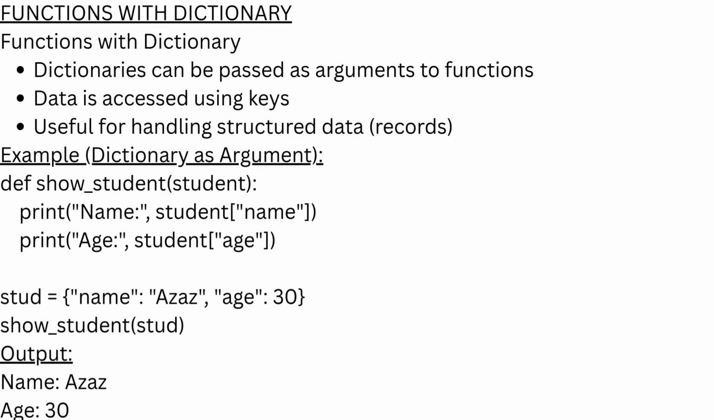Functions in Python can also accept dictionaries as arguments. A dictionary stores data in the form of key and value pairs. When we pass a dictionary to a function, we can access its values using keys. In this example, the dictionary contains student details such as name and age. The function reads these values using their keys and prints them. Using dictionaries with functions is very useful when working with real-world data like student records or employee details.